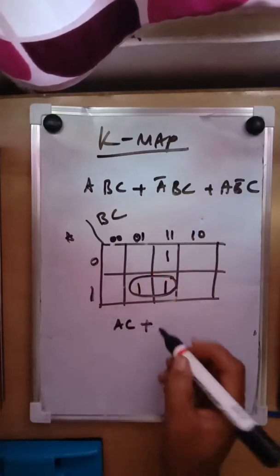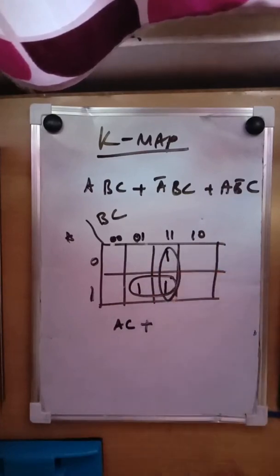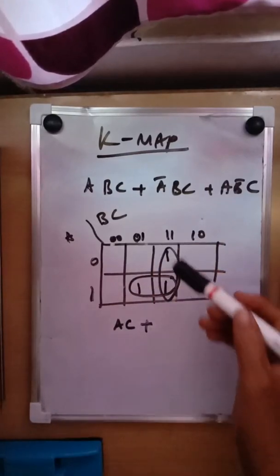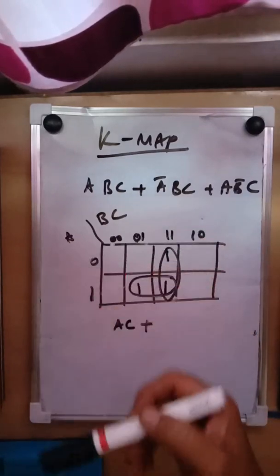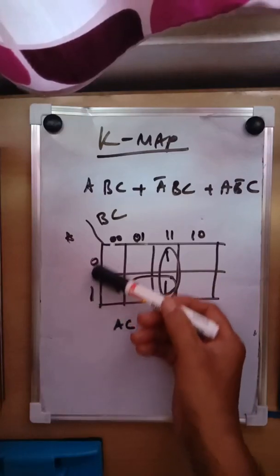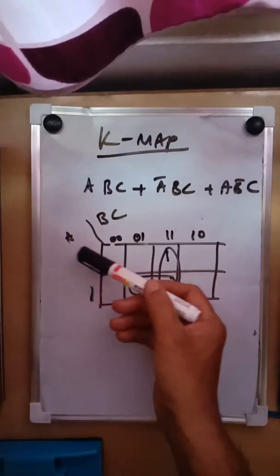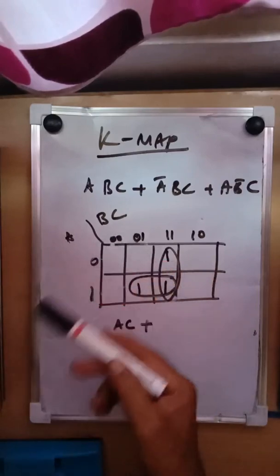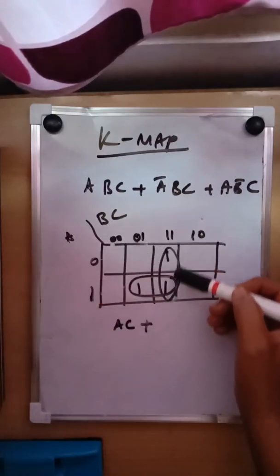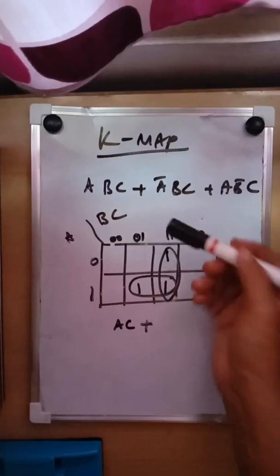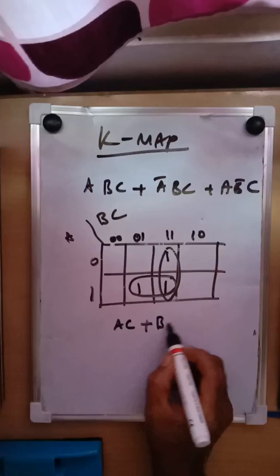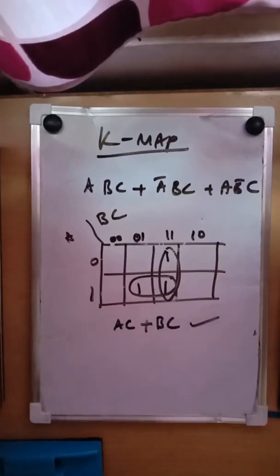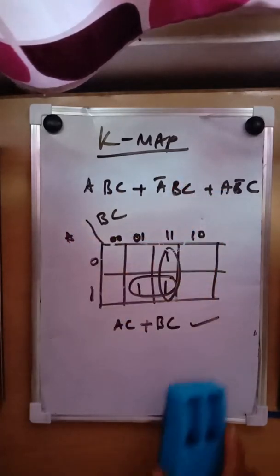And the next term is this encircle. During this encircle, the value covers only a single column and it covers two rows. The row changes from 0 to 1, meaning A changes from 0 to 1, so we can discard it because it is changing. Now coming to this, BC is a single column, so we consider only BC, which is unchanged. That means we can write this as BC. So this is how it works for a 3 variable function.